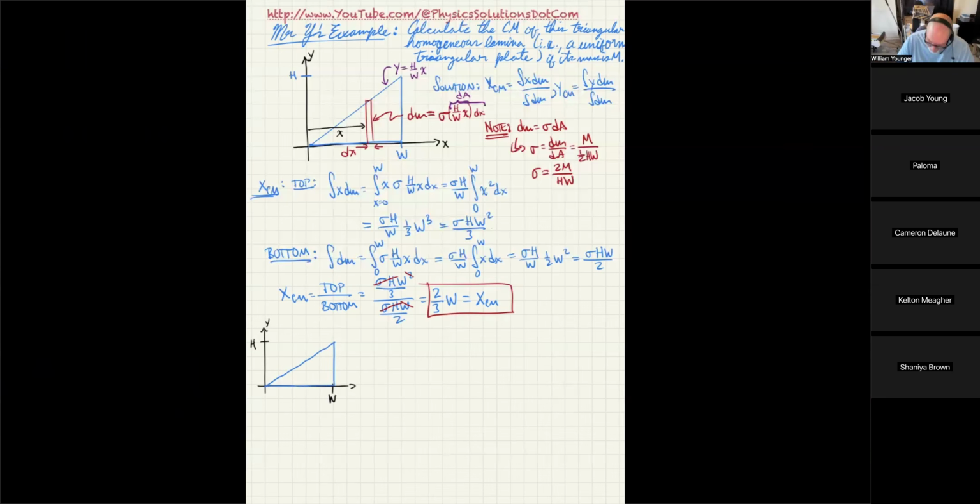Now this time I got to be careful specifically because my formula is YCM is equal to the integral of YDM over the integral of DM. So I need to make sure the Y doesn't change significantly from one side of the DM to the other side. So what I'm going to use for my DM is, you can imagine an actual rectangle like this, but specifically I only want this portion of the rectangle.